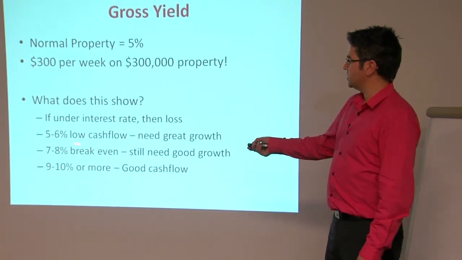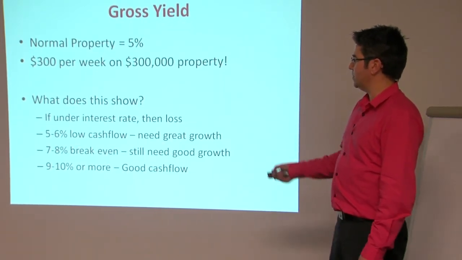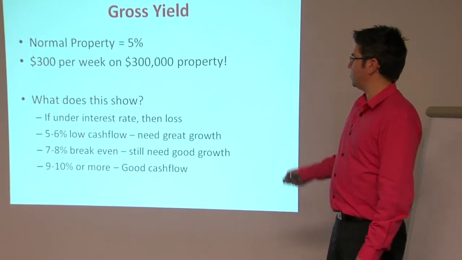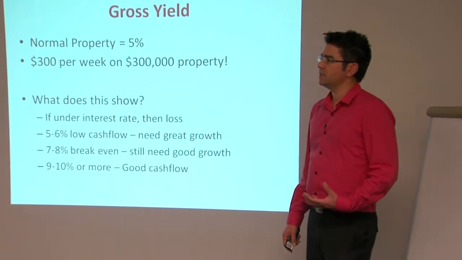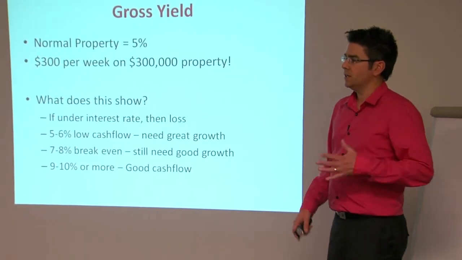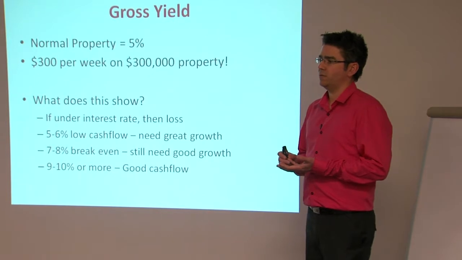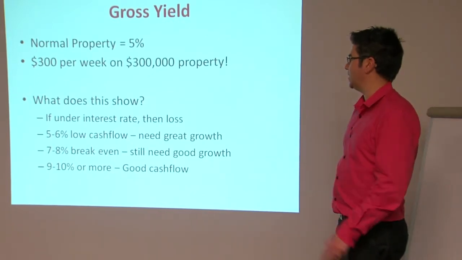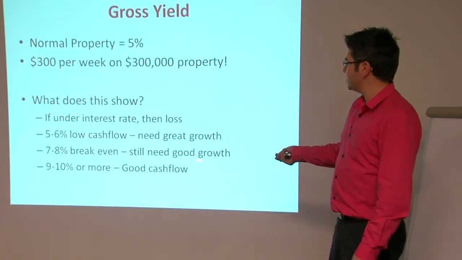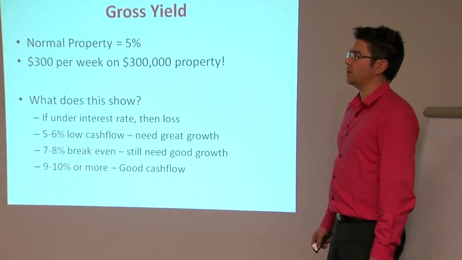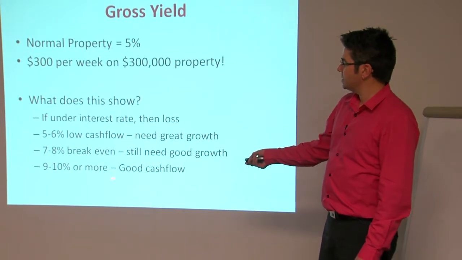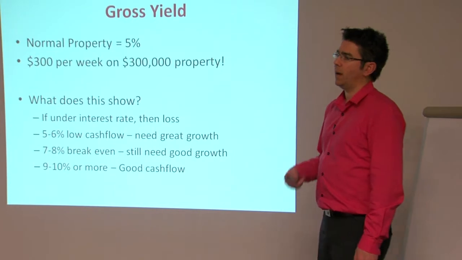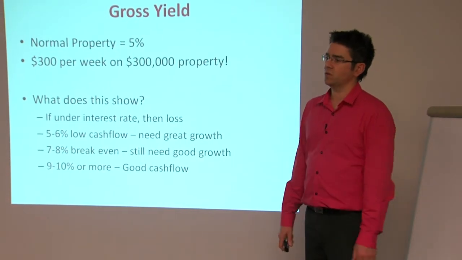If it's 5 to 6% gross yield, it means it's low cash flow. To make that equation work, you really need great growth. If it's 7 to 8%, it's sort of around break even. That's going to pay your interest when it's around 5.5%, it's going to pay your rates, your insurance, and your other costs. But you still need some good growth to really make that property work for you. 9 to 10% or better gross yield means it's going to be good cash flow. It's going to pay for all your expenses and give you a little bit of surplus as well.